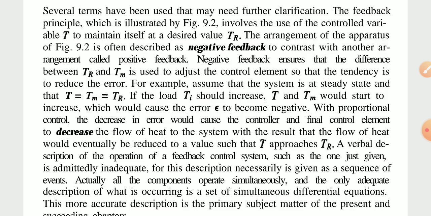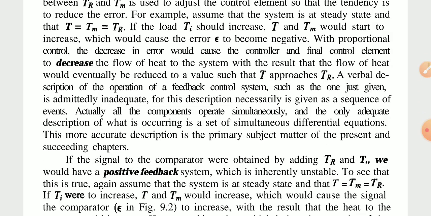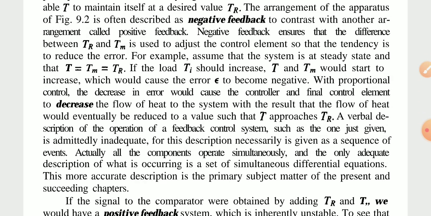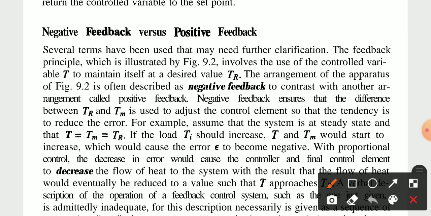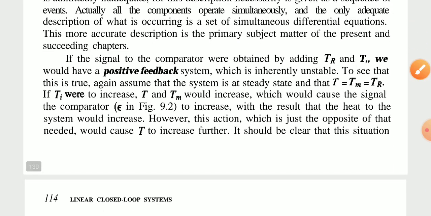For example, assume that the system is in steady state conditions, T is equal to TM is equal to TR. If the load Ti should increase, T and TM would start to increase, which would cause an error. The flow rate would decrease. In negative feedback, the difference between TM and TR, the measured temperature, is the error part for the temperature, and the signal of the comparator is obtained from T and TR.